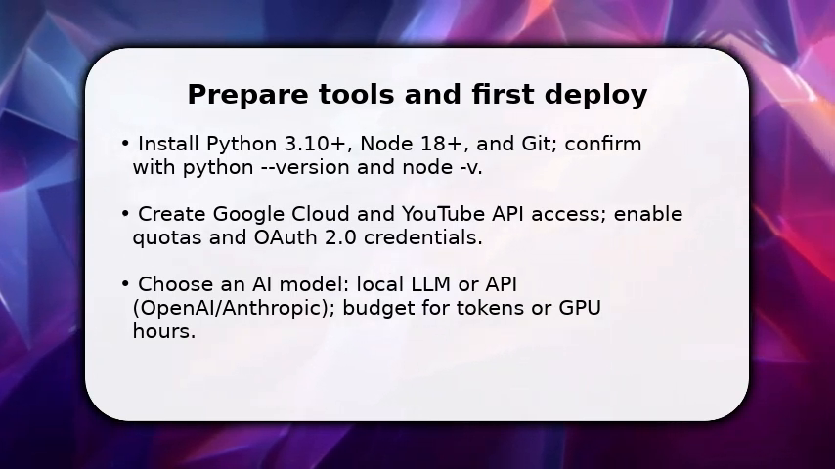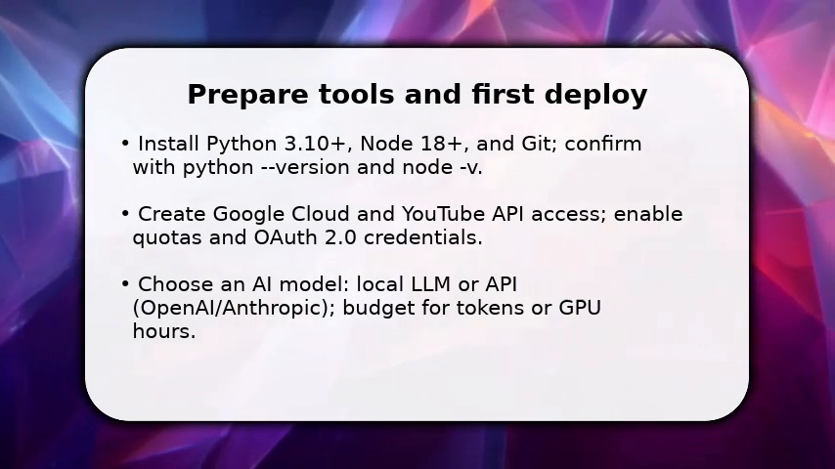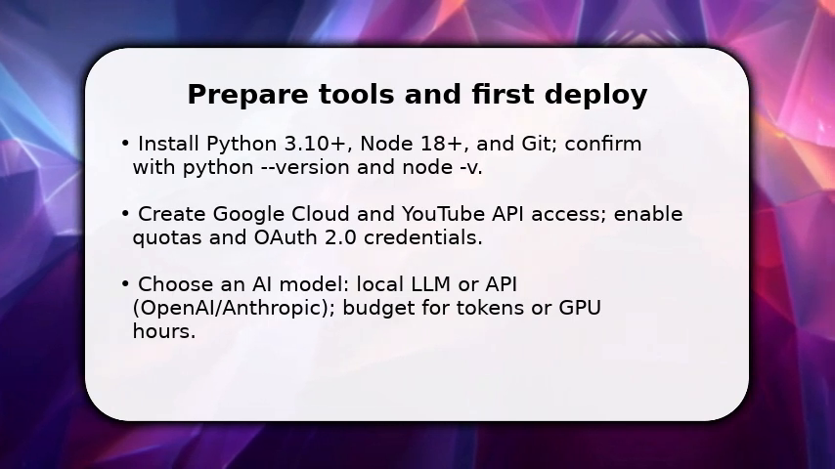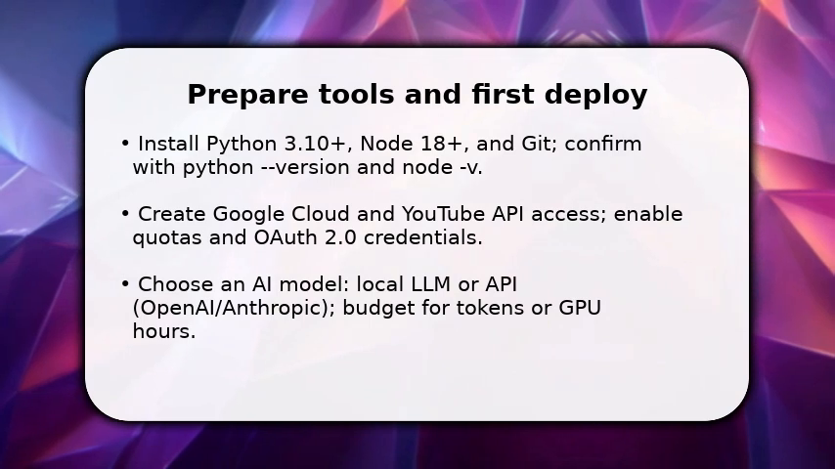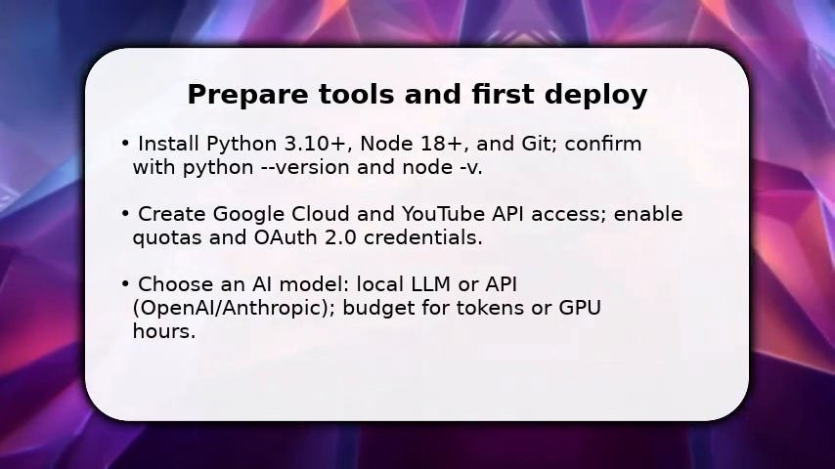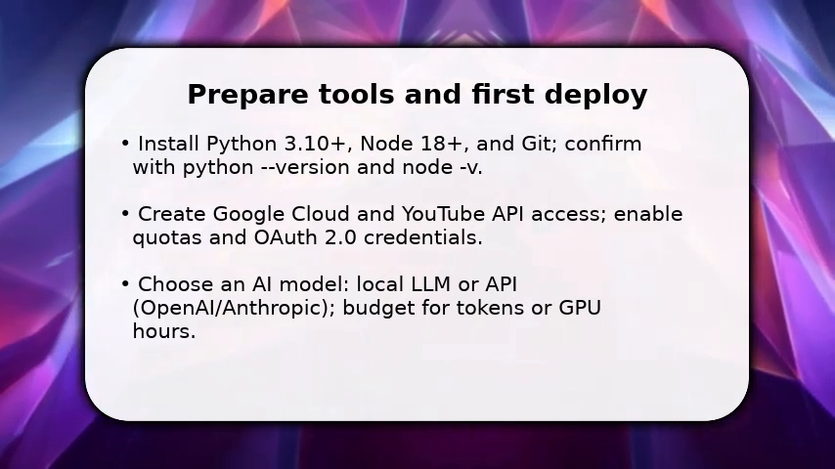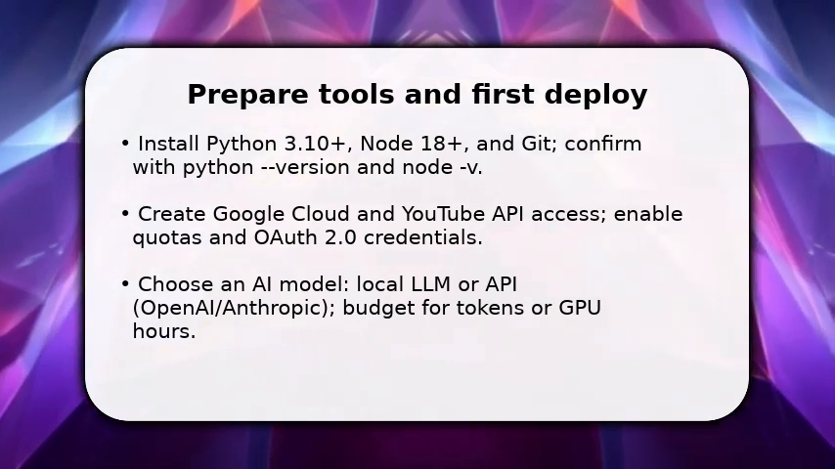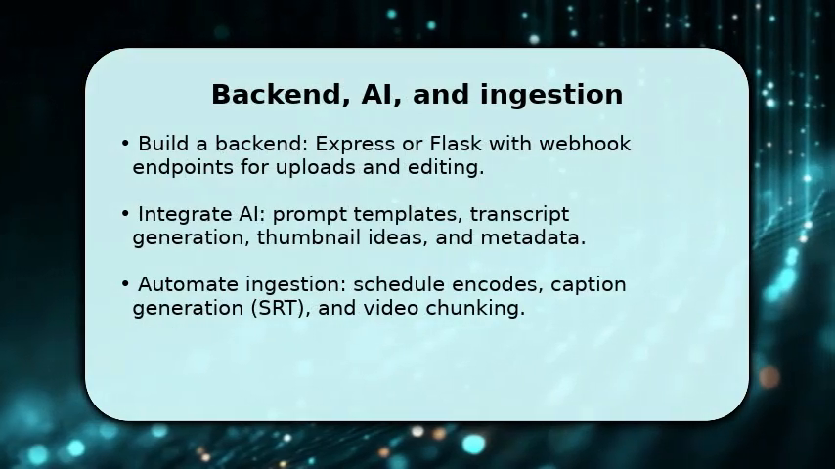Once done, set up Google Cloud and enable YouTube Data API with OAuth credentials so your app can upload and manage videos. Make sure to pick an AI model now. Local LLM for privacy or hosted API for simplicity, and budget for tokens or GPU, because cost decides architecture and latency. You now assemble the middle, backend, AI glue, and ingestion pipeline.